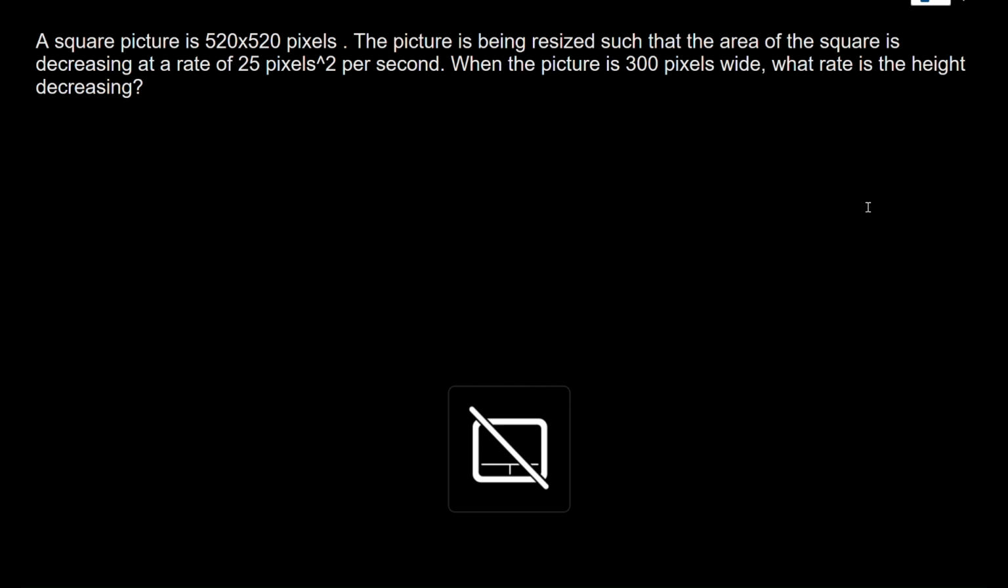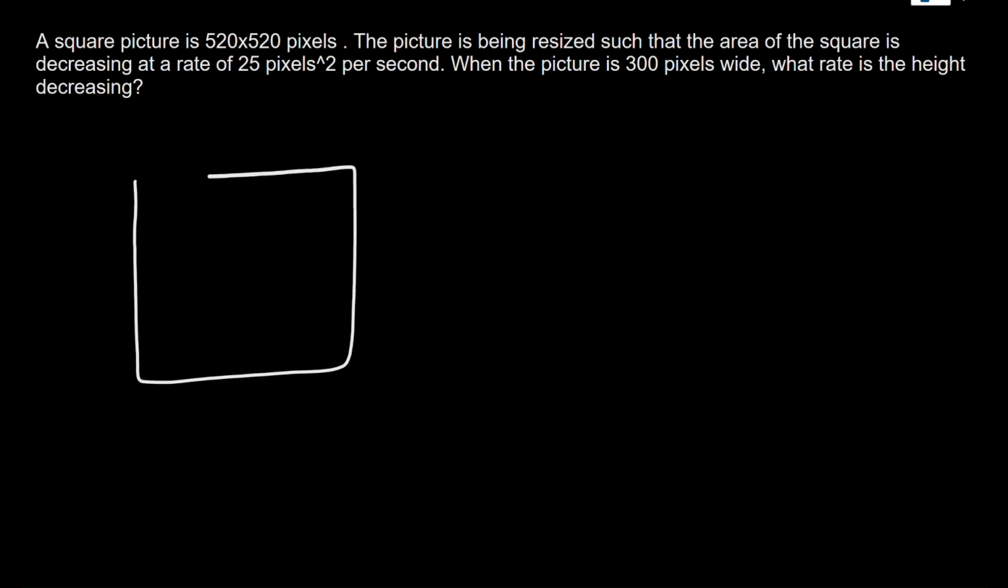A square picture is 520 by 520 pixels. The picture is being resized such that the area of the square is decreasing at a rate of 25 pixels squared per second. When the picture is 300 pixels wide, what rate is the height decreasing? So let's draw a quick diagram of the picture. So the question says it's 520 by 520. And we could label this X and Y.